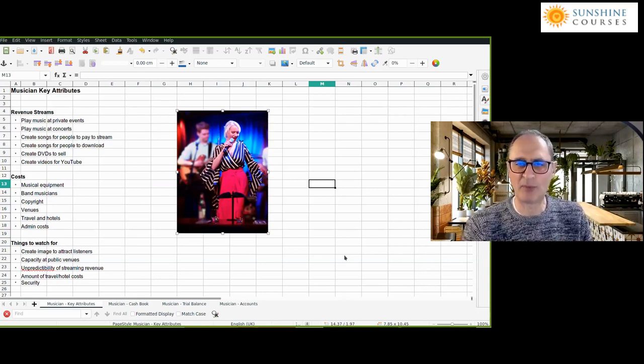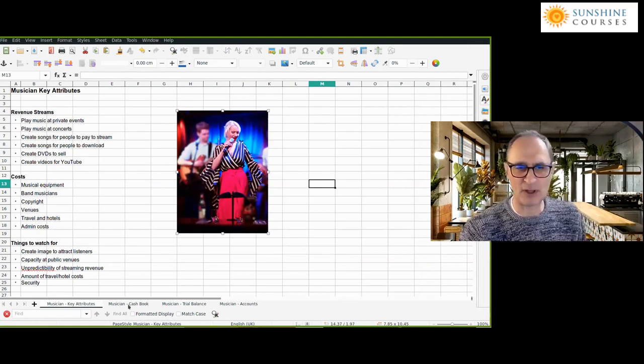Unpredictability is a real problem for artists that stream music, because they have to spend money on creating music and they have no idea how much streaming revenue they're going to get. Is this going to sell 3 albums or 30 million albums? Depending on how much sells, that's how much revenue you've got. So you have to spend the money up front, even though you have no idea how much revenue you'll get. And again, as an accountant, we want to draw attention and highlight the key issues relating to unpredictability.